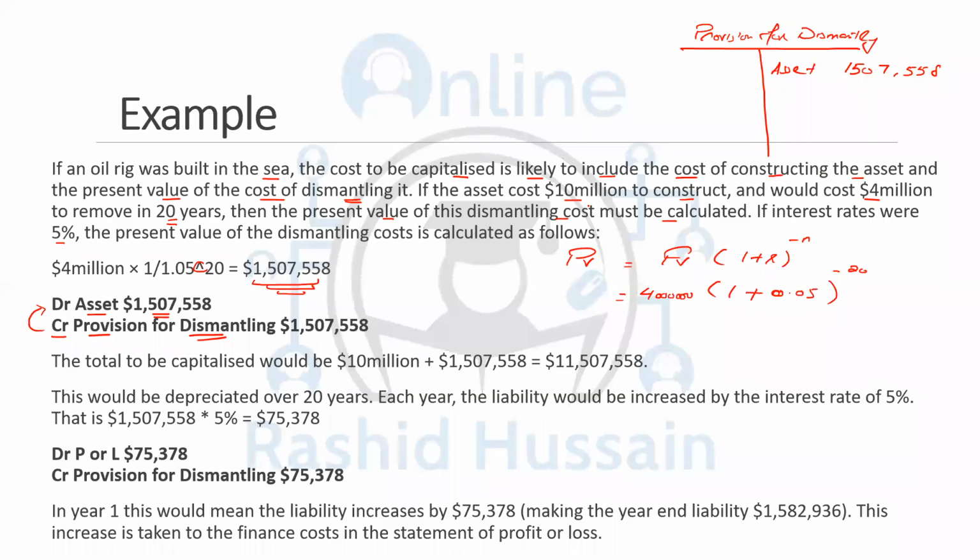So we are done with the initial part of this dismantling, that we have successfully calculated the present value, and we have got the figure which is 15,07,558. Now we are going towards the next concept, which is known as unwinding, and I need your attention for that. Unwinding. What is this concept?